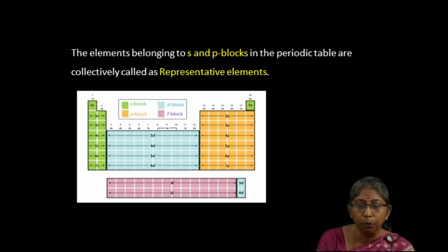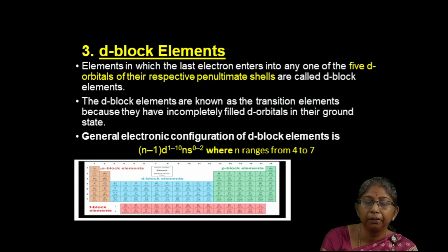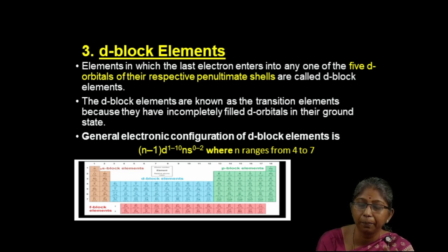Next we will move to D block elements. Here the elements in which the last electron enters into any one of the 5 d orbitals of their respective penultimate shells. So what is the meaning? Penultimate shell means the shell before the last one. That is called penultimate, that is, it is before the ultimate shell, the last shell.